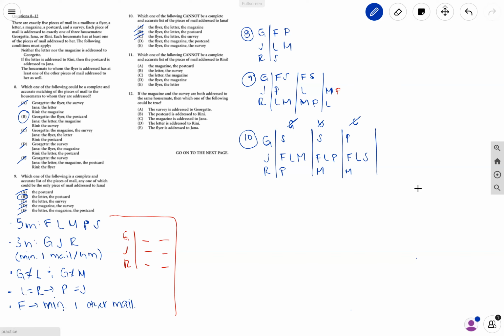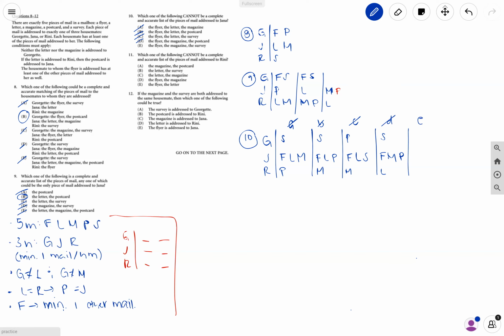Then I check D, F, M, P, and I have L and S left. L can't go with G, so L will go over here, and S over here. And this is fine. It doesn't break any of my rules. So it has to be E. And let's see why that happens.